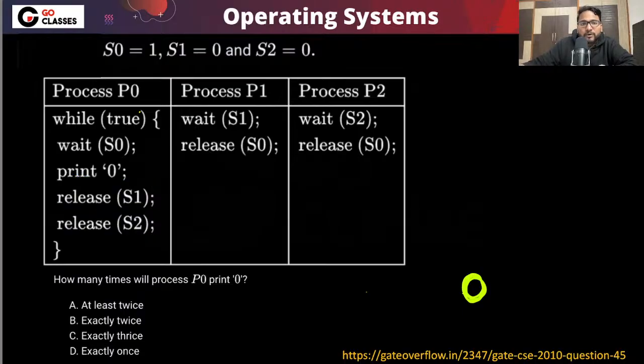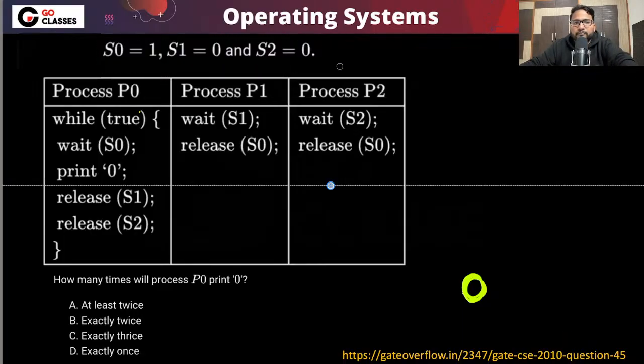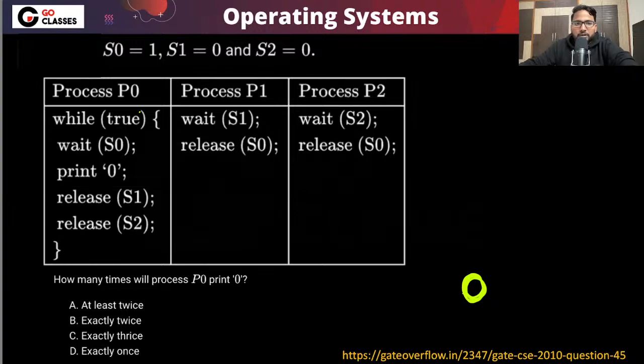Now you check. You have release S1, which means you can definitely make this value 1. And then you can make this also 1. After release S2, you can make both of them 1. I'm just telling you one possible execution. So one of the possible executions here is that you can make it 1.